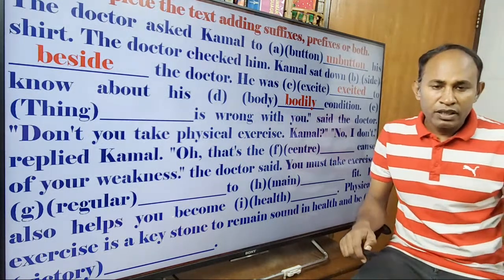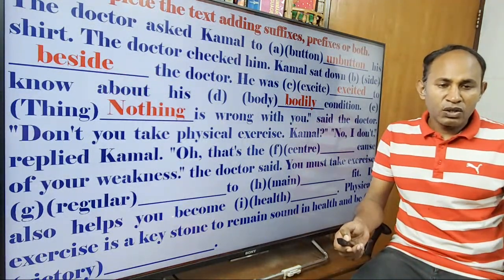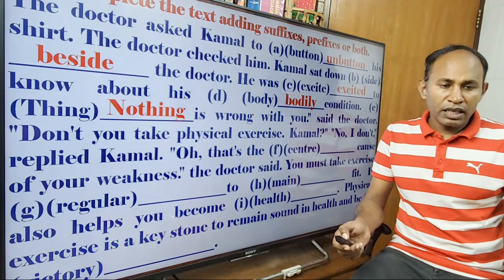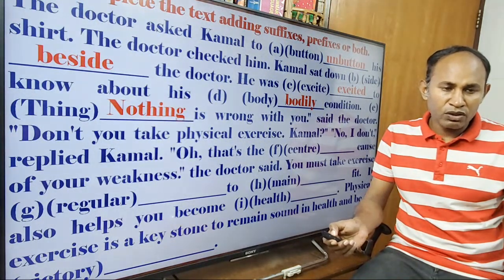And you have written down something. I'm sorry, something will not be the right answer. So it should be nothing. Nothing is wrong with him, said the doctor. Don't you take physical exercise, Kamal? No, I don't, replied Kamal.